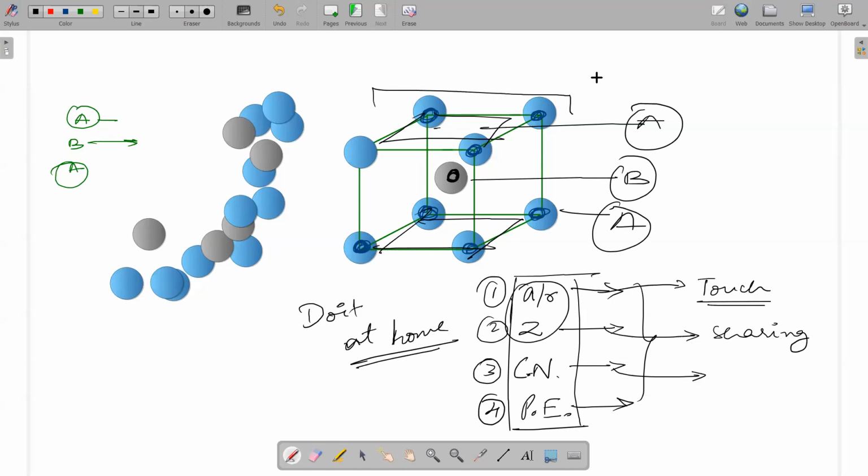No, A is not equal to 2R. I will explain why A is not equal to 2R.